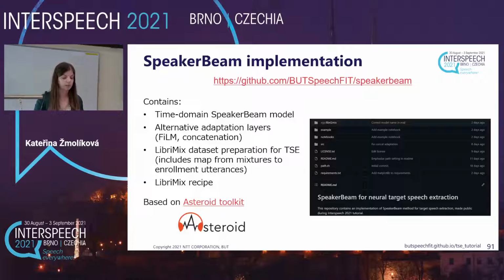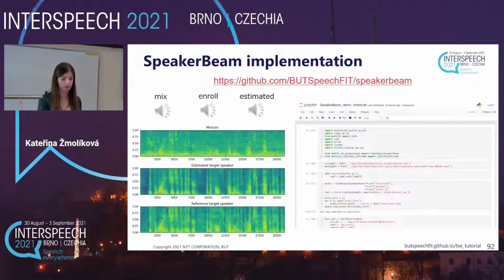The implementation is based on the Asteroid toolkit, which is a toolkit for speech separation that I also recommend everyone to check out. In the repository, you can also find a notebook with example inference using SpeakerBeam, and I will now also play one example that you can also find in the repository. So first, the mixture signal.